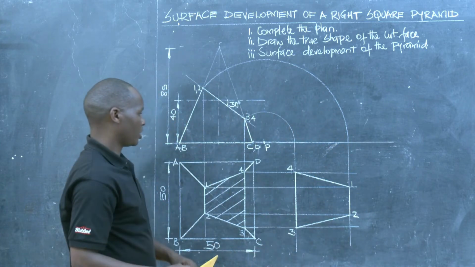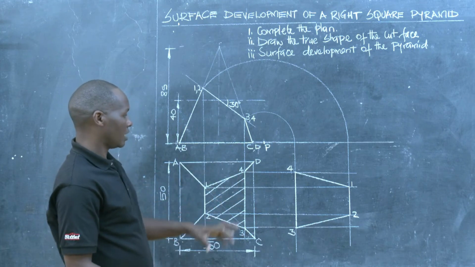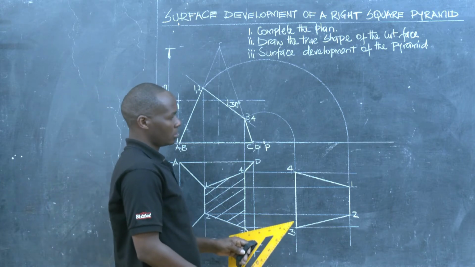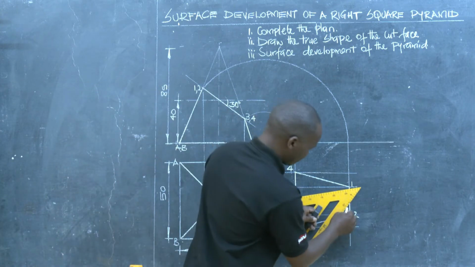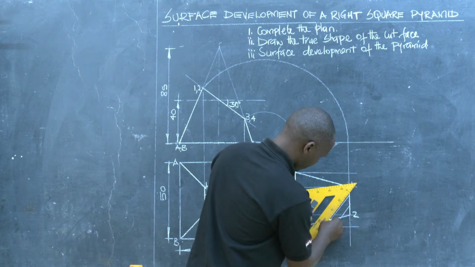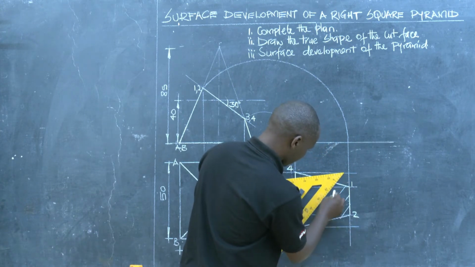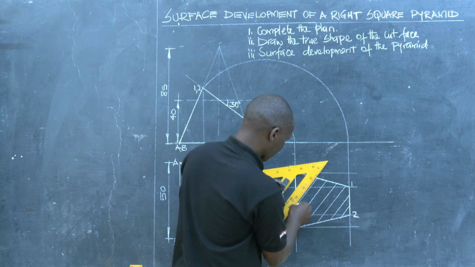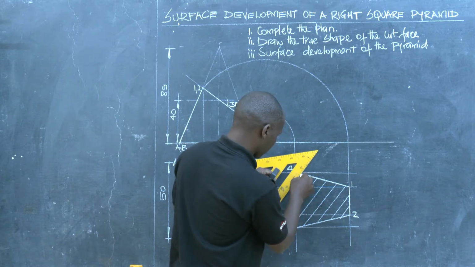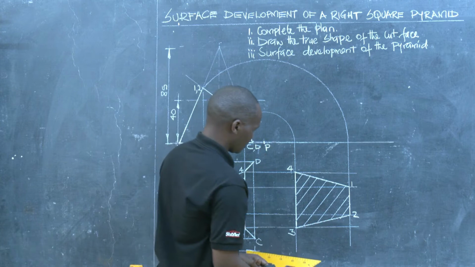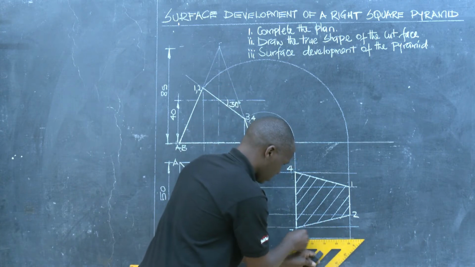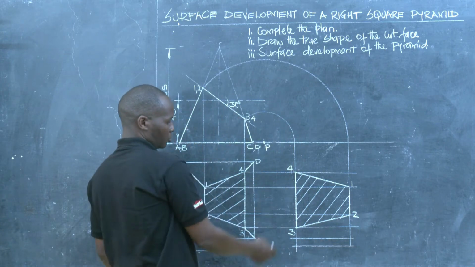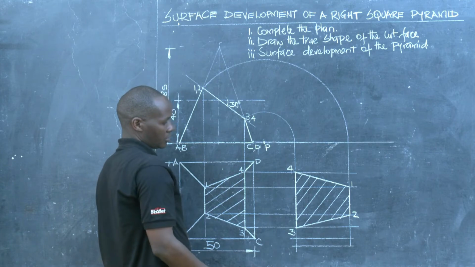That is the true shape, or the required true shape of the truncated face. And again, because simply it's a face that has been cut by a cutting plane, we also cross-hatch it. And we are also able to show or to indicate that this is the true shape.